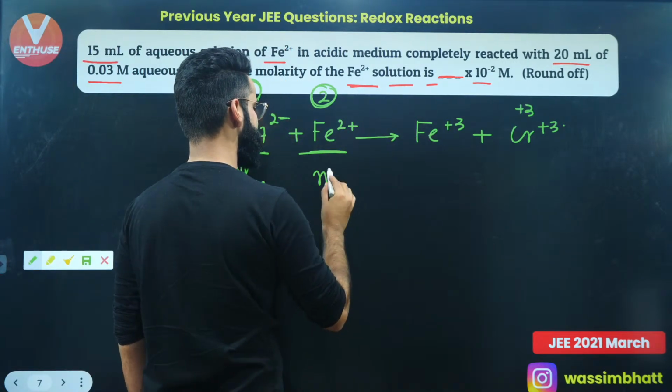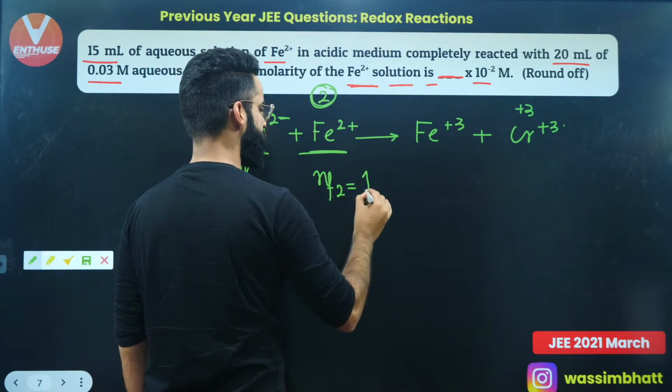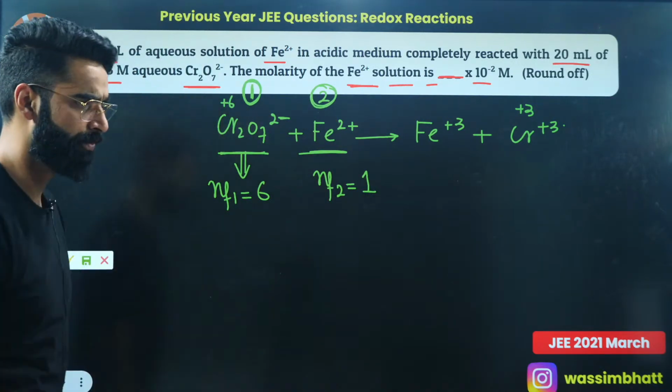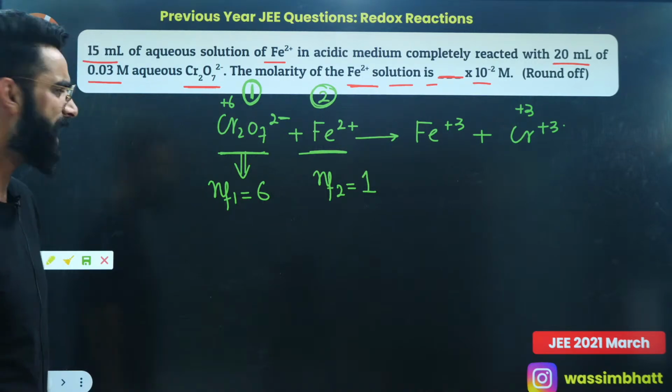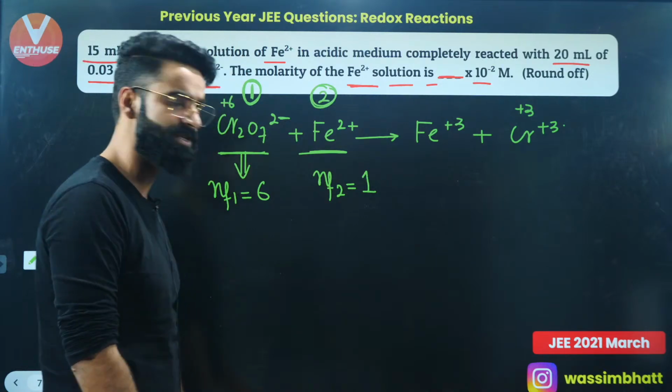1 is the change in the oxidation state for one atom of iron. So its n factor is going to be 1, right? I got the n factor of both. I got the n factor of Cr2O7 2-. I got the n factor of Fe 2+ as well.